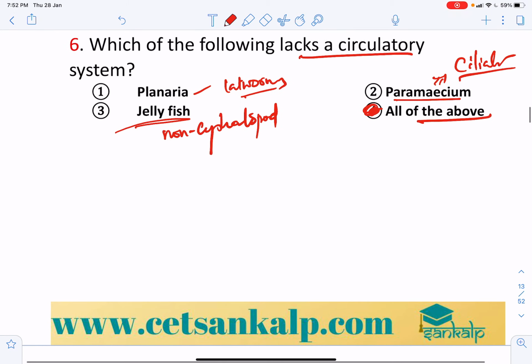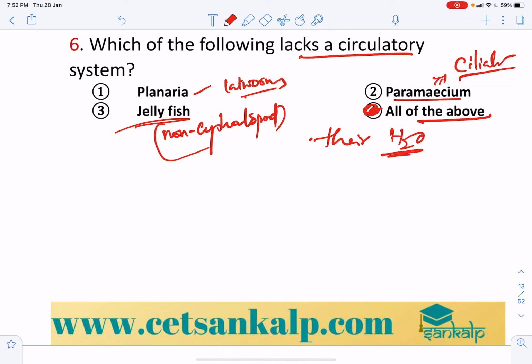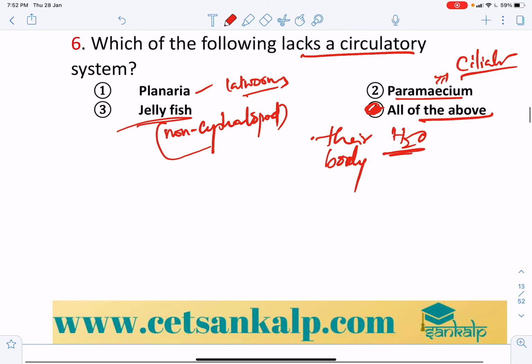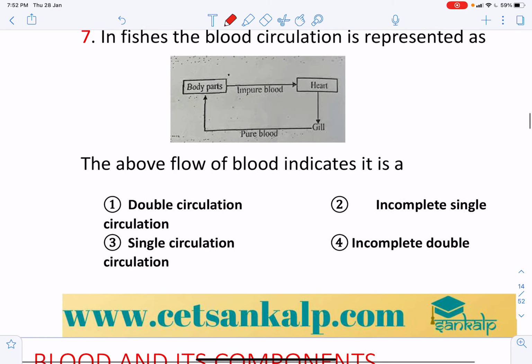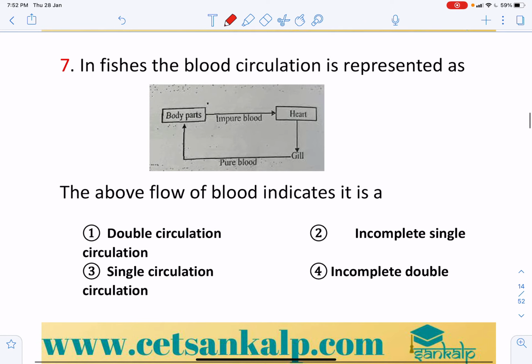Even though these lack one, exchange happens through diffusion through their body surface. And we can also say that in flatworms and these organisms, the water circulates through their body surface. No circulatory system here. Directly through their body surface, oxygen and carbon dioxide get exchanged.